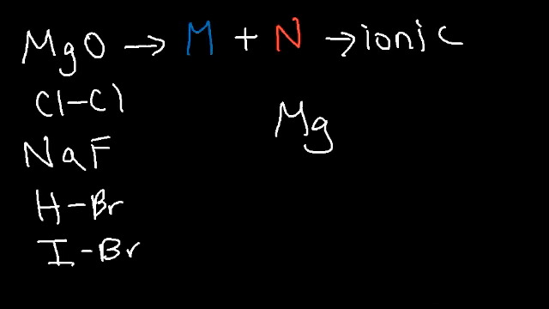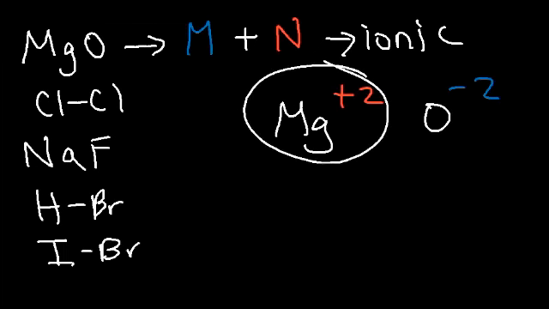Magnesium forms a +2 charge as an ion. It has 2 valence electrons. So in this bond, it's going to give away 2 electrons to oxygen. Magnesium is an alkaline earth metal, and oxygen, which is a chalcogen, has 6 valence electrons. It needs 2 more to get to 8. So once it acquires those 2 electrons, it's going to have a negative charge. As you can see, this compound is composed of ions.